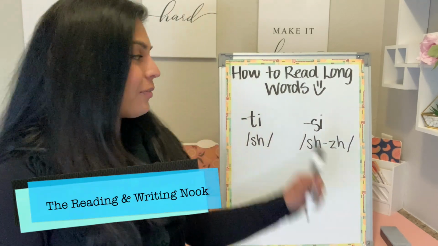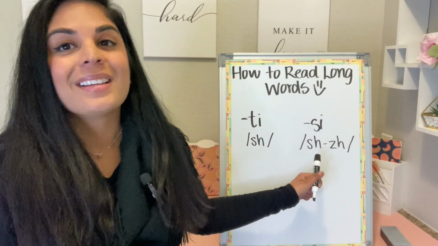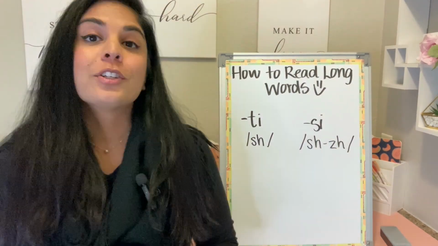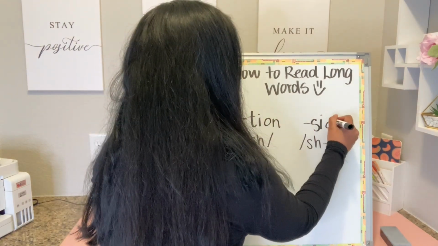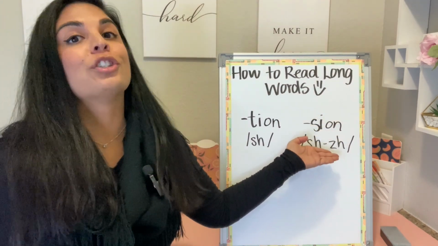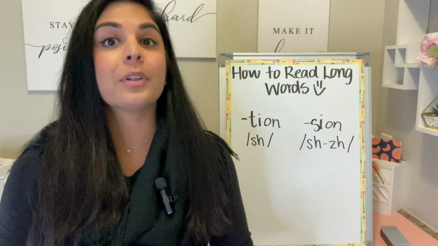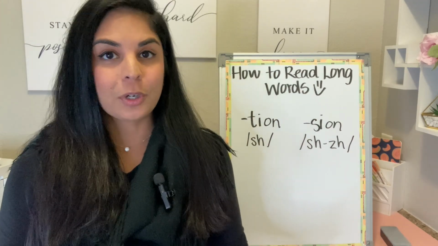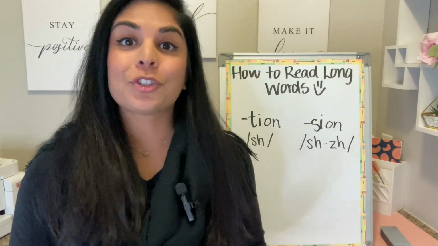Did you know that the phonogram TI says sh and the phonogram SI says sh and zh? So if we add an ON to each of these phonograms, then you create the syllable shun and zhun. Having knowledge of these two syllables can help your students break down more complicated multisyllabic words and can help them pronounce words that seem tricky at first.